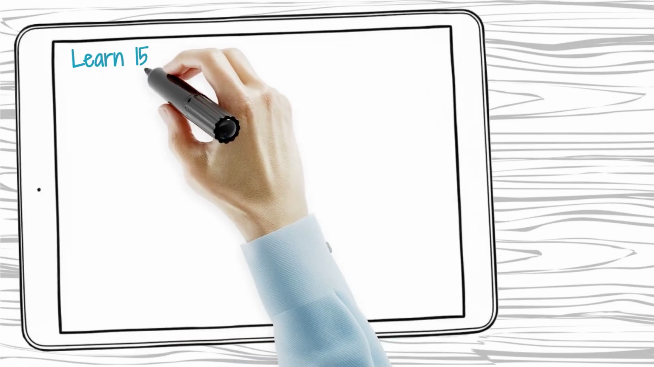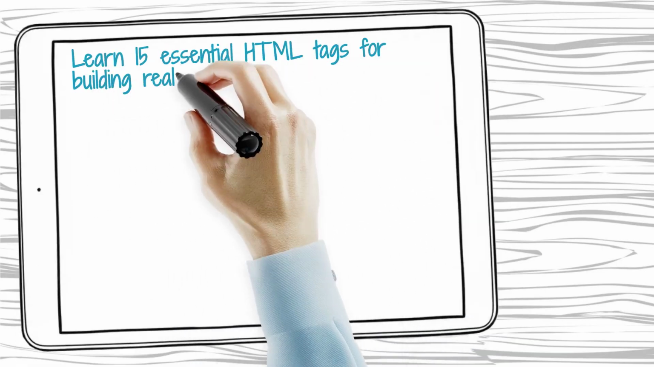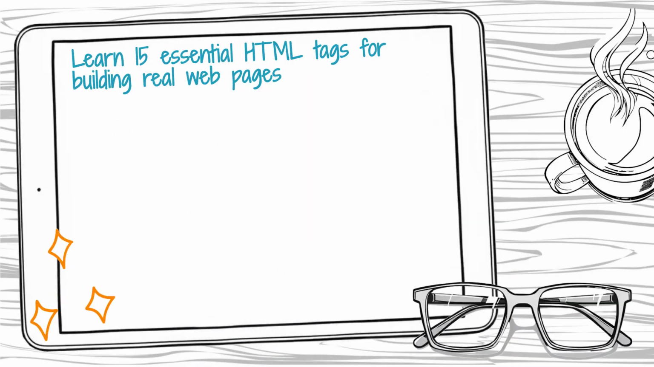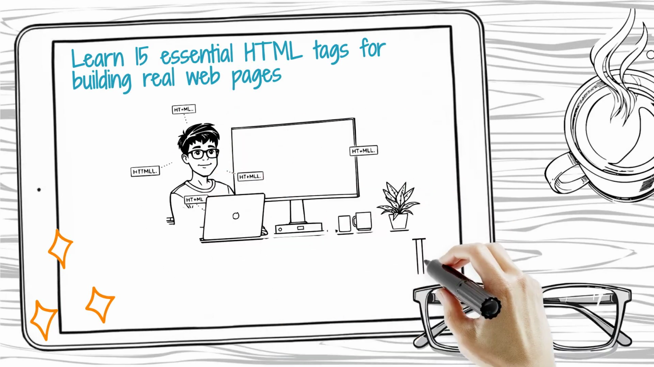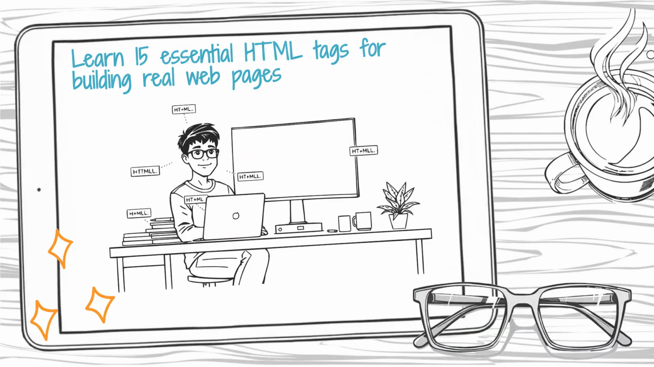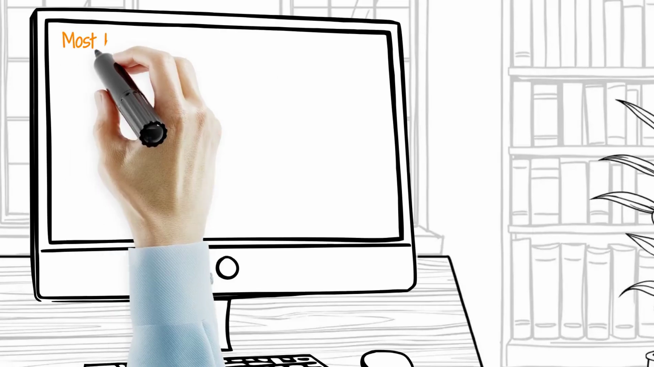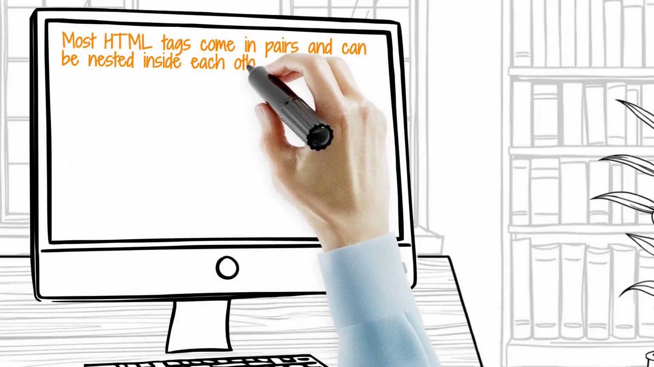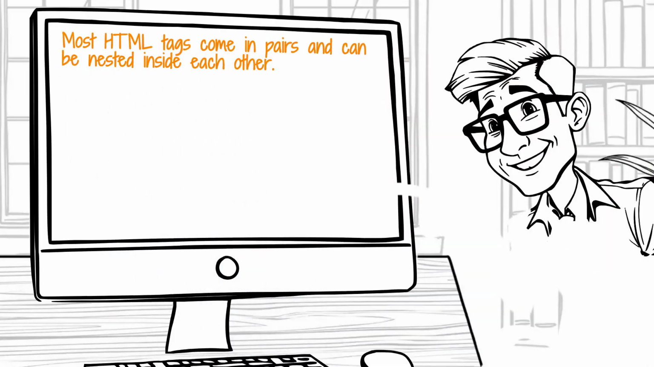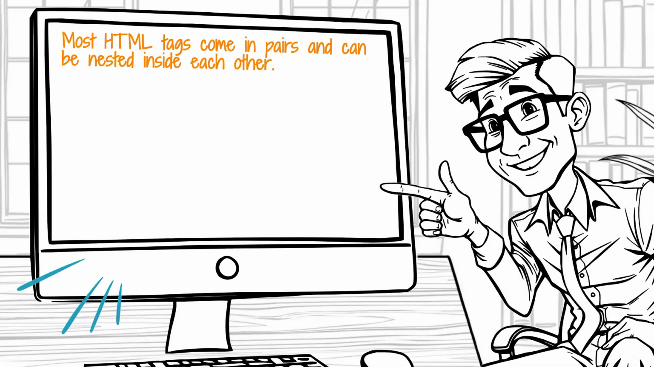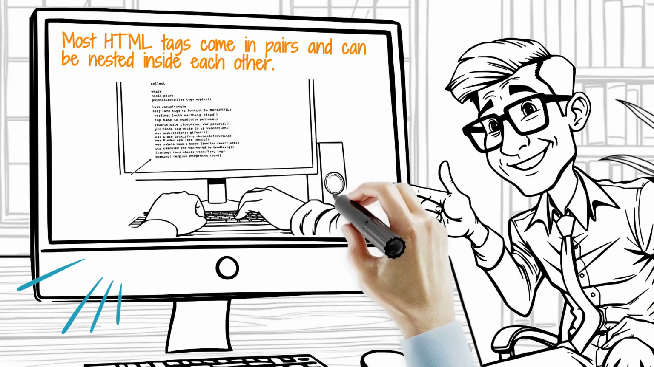In this video, you'll learn 15 essential HTML tags, what they do and when to use them, so you can build real web pages with clean structure. Quick rule: most HTML tags come in pairs, an opening tag and a closing tag. The closing tag has a slash. Tags also sit inside other tags, which is called nesting.